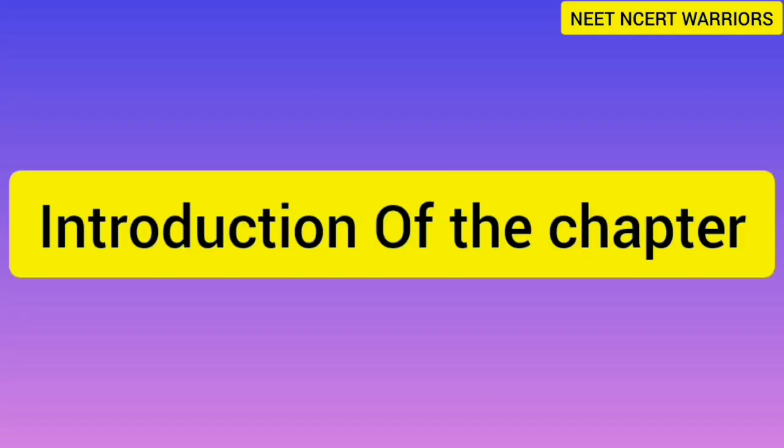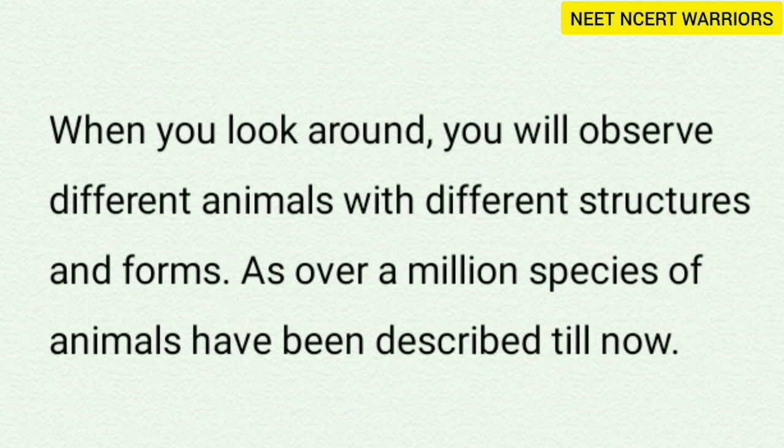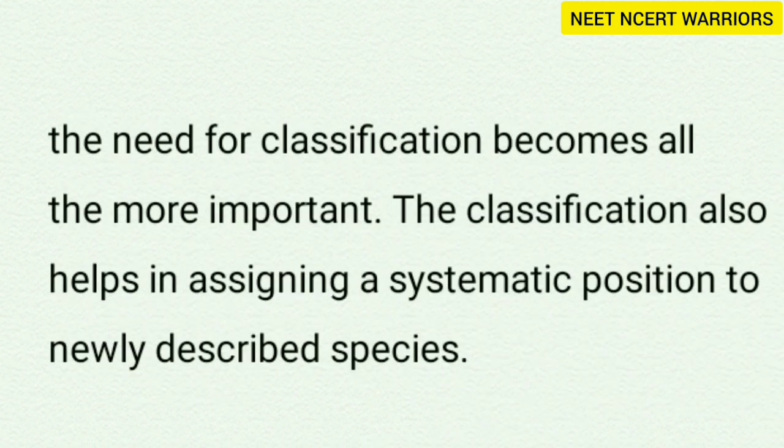Introduction of the chapter. When you look around, you will observe different animals with different structures and forms, as over a million species of animals have been described till now. The need for classification becomes all the more important. The classification also helps in assigning a systematic position to newly described species.